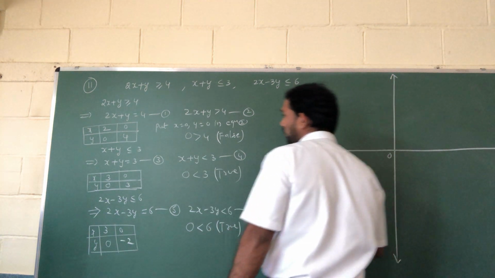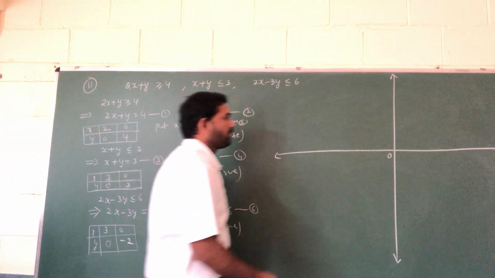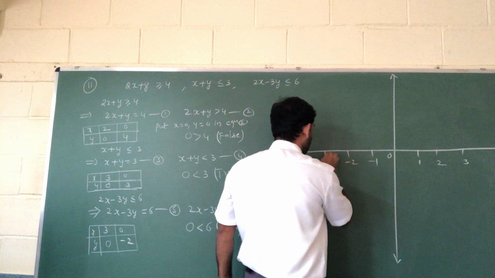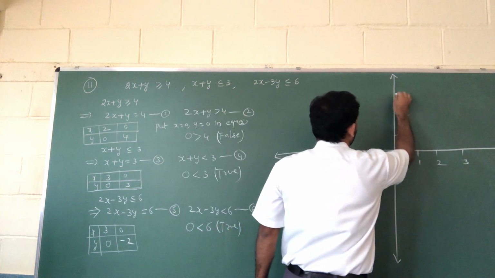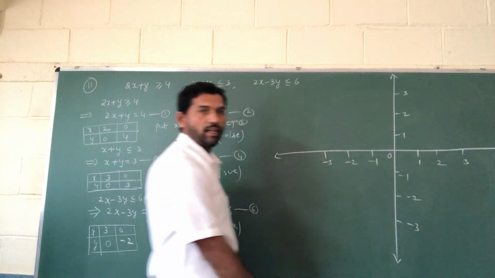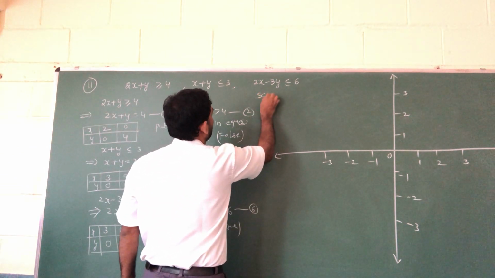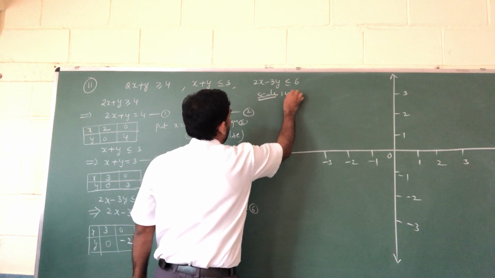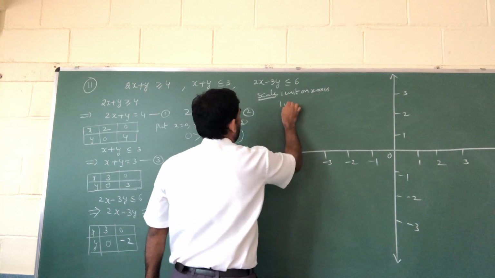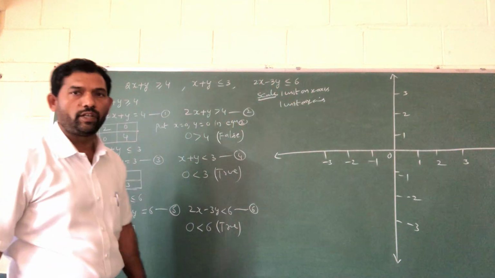Now 0. See x values and y values. X value is 0 to 3, 3 is the maximum: 1, 2, 3, and minus 1, minus 2, minus 3. Understand? Now scale. What is the scale? 1 unit on the x-axis, 1 unit on the y-axis. That point is a regular point only, you have to note it down.